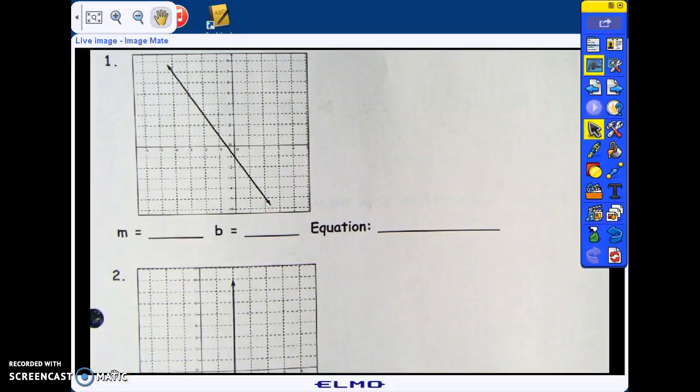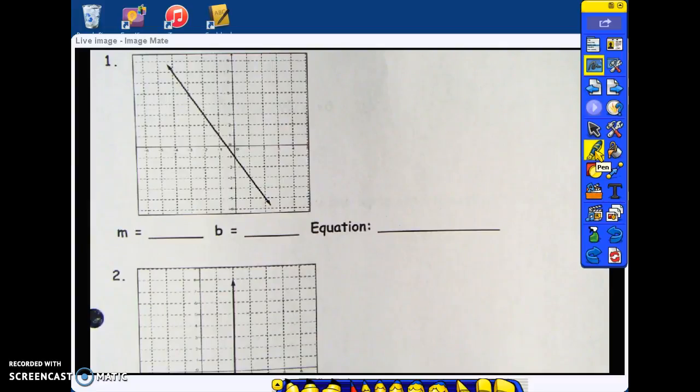Alright, number one, the first thing you need to do is see where the graph crosses the y-axis. If I look at this graph on the y-axis, which is our vertical axis, it crosses at -1, so my b is -1. The next step is I find another point to the right of this point. I'm going to go down here at (1, -2).